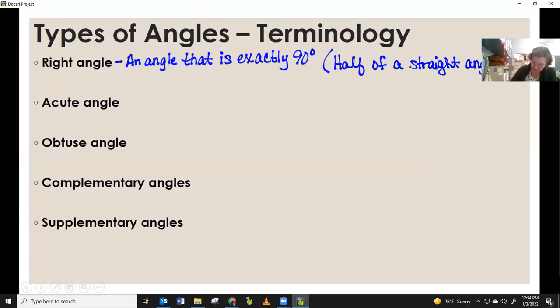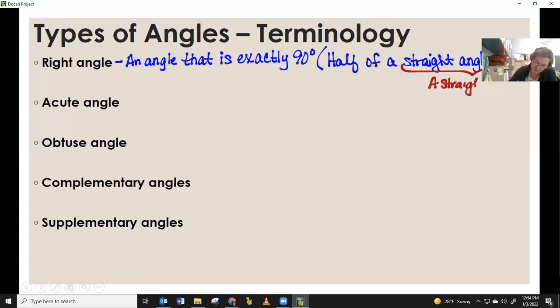So when I said half of a straight angle, what do you think I mean by a straight angle? Or why do we call a 180-degree angle a straight angle? Yes, straight angle is a line. So then what would an acute angle be?